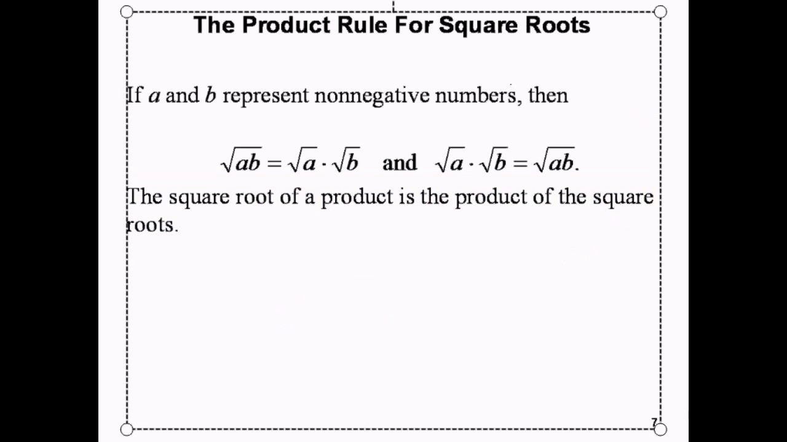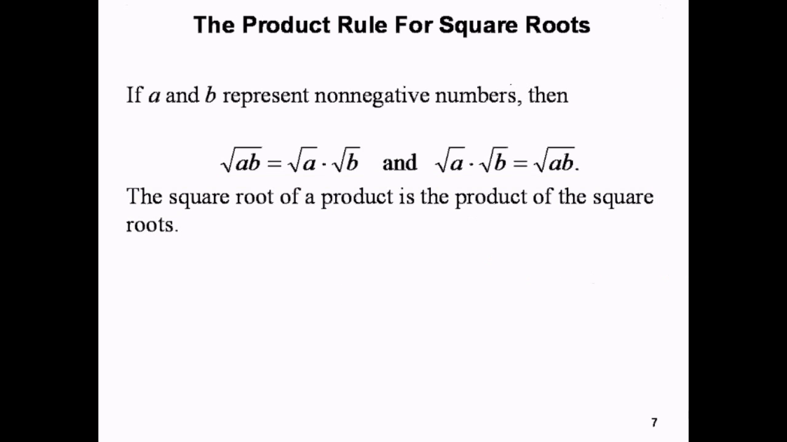So what do we need that for? When you're simplifying square roots, let's say I have the square root of 3 and the square root of 27. Neither of these are perfect squares. But if I multiply them together, I get the square root of 81. Perfect square, 9.